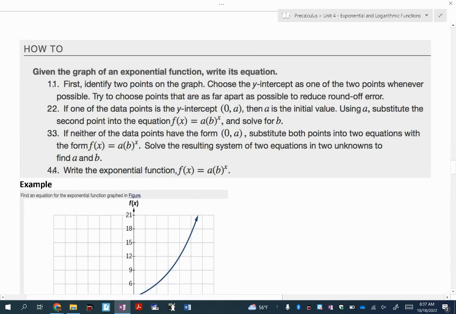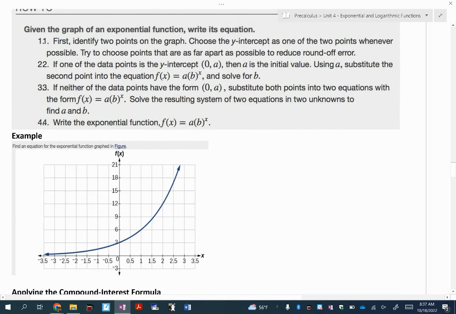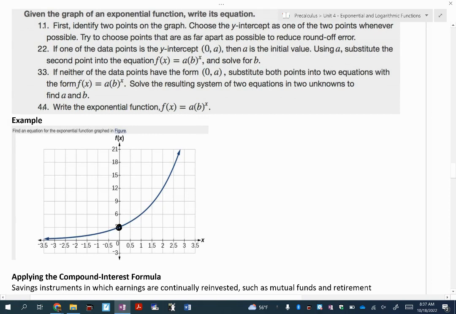Okay? All right, so let's talk about using a graph to help us do it. Same process here. The first thing I look at is this point here, 0, 3, right? And again, that's going to be 0, my a value. So I like that because I've already found a.